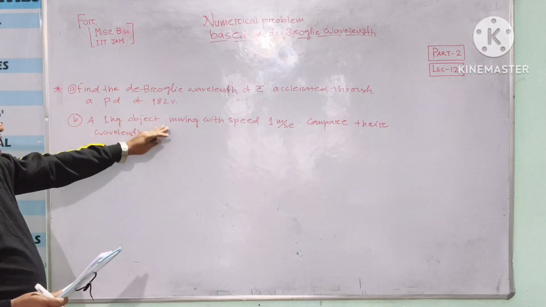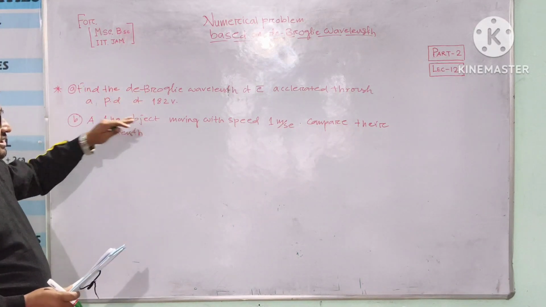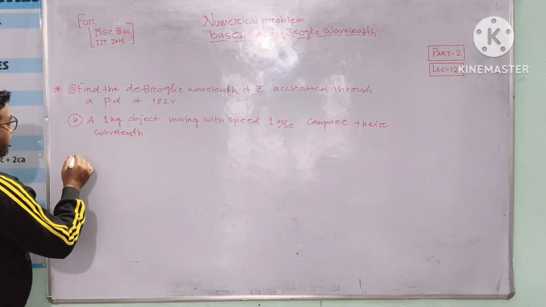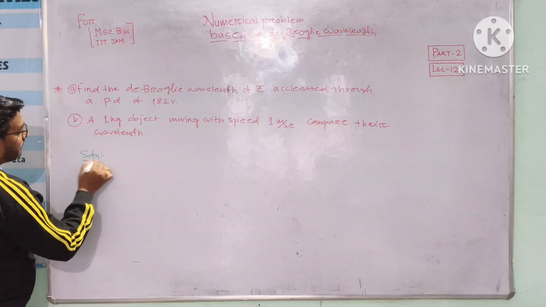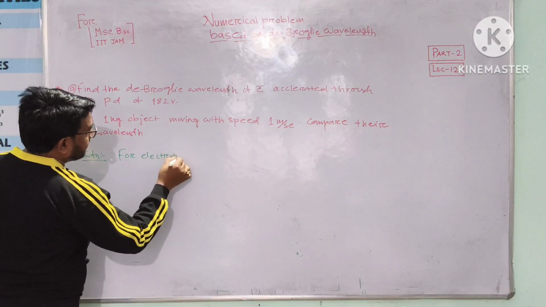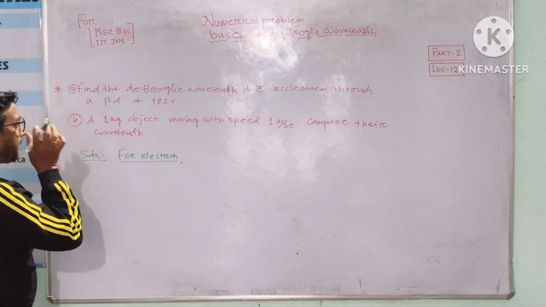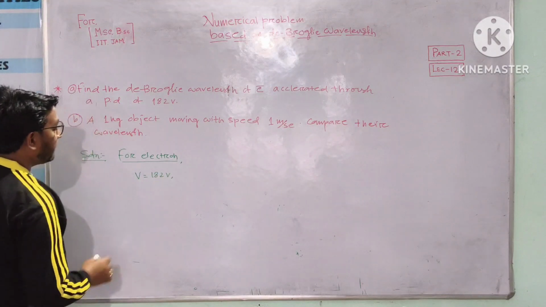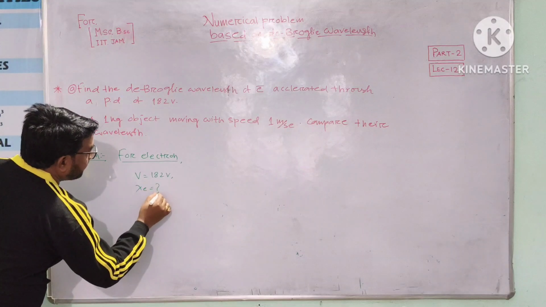So this question consists of 2 parts. First part is this and second part is this. Now we are going to solve the first part. Solution: for electron, potential difference equals 182 volt. Okay, lambda E equals what?